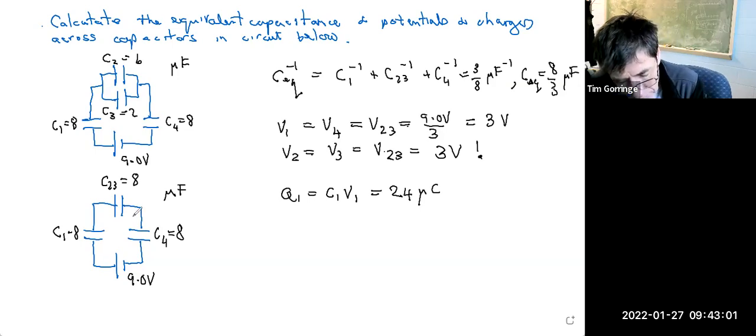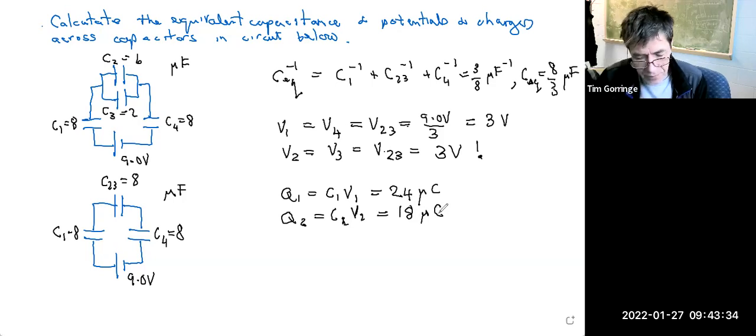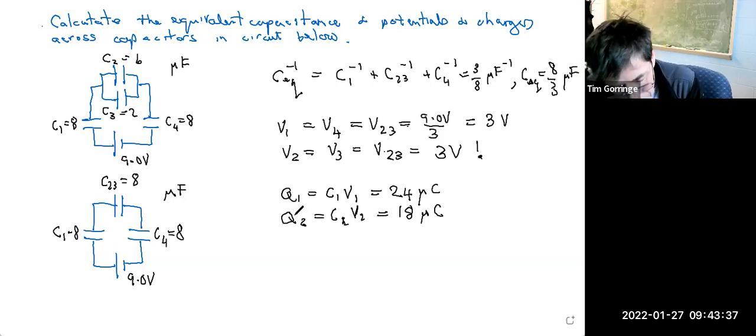We can do the same thing for C2 upstairs here. The charge on its plates, I call it Q2, is its capacitance times the voltage across its plates, C2 and V2. And in this case, C2 is 6 microfarads. V2 is 3 volts again. So we get 6 times 3, that's 18. And the units are microcoulombs. And so on and so forth.